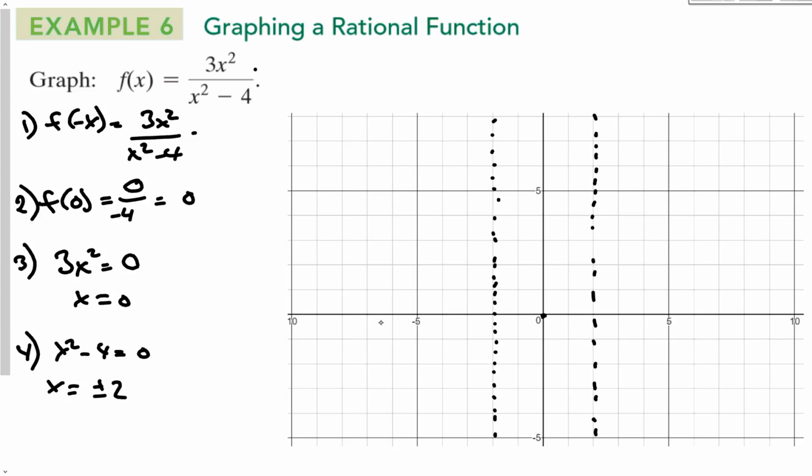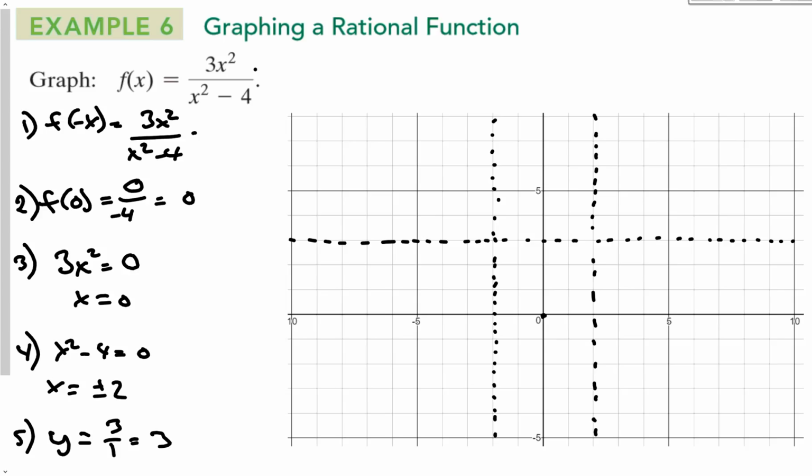Okay, so we're going to have basically 3 regions of this graph. We're going to have stuff that happens on the left, stuff that happens in between the 2 asymptotes, and stuff that happens on the right. Step 5, find the horizontal asymptote. Well, we have x squared over x squared, which means that y is going to be equal to 3 over 1, which is 3. Which means my horizontal asymptote is 3.